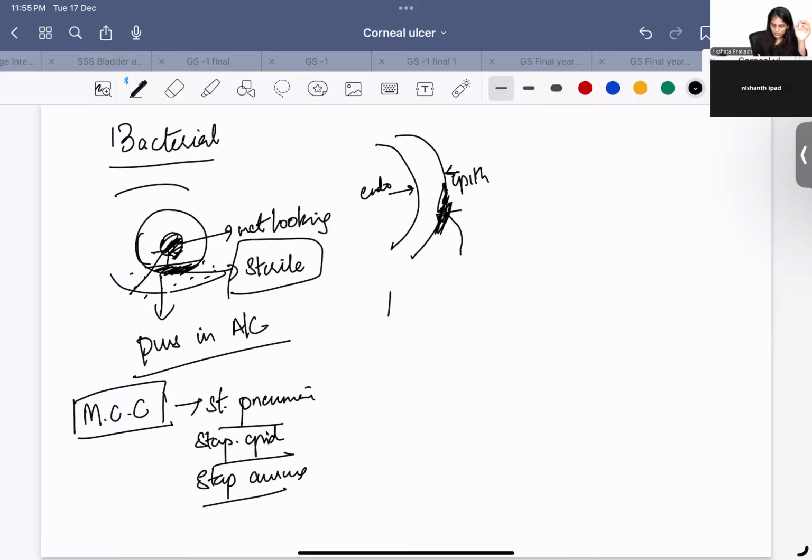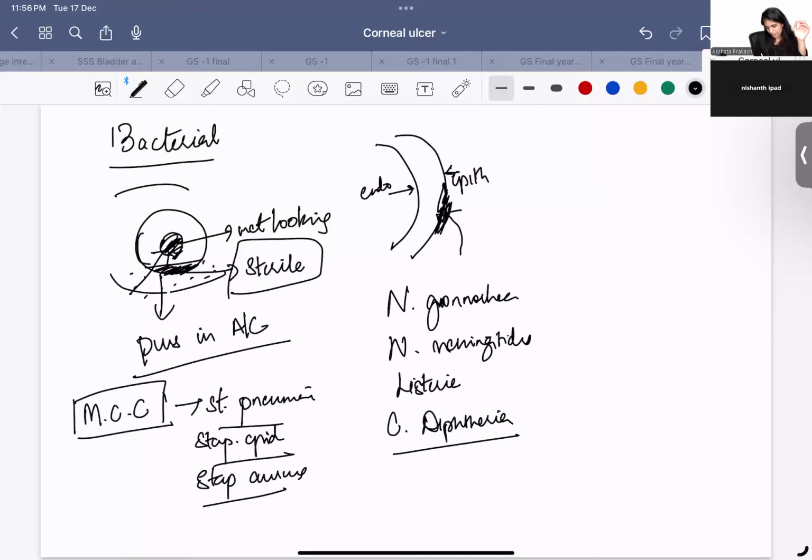But there are a few organisms that are known to cross intact corneal epithelium. They are Neisseria gonorrhoeae, Neisseria meningitidis, Listeria monocytogenes, and Corynebacterium diphtheriae. They can give 4 options and ask which one does not penetrate the intact corneal epithelium. You have to look out for these 4 options. Whichever is there, you have to mark, which will rule out the others, if they are Staph or something.